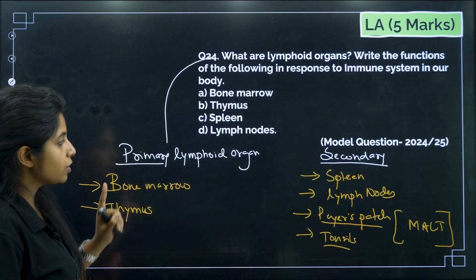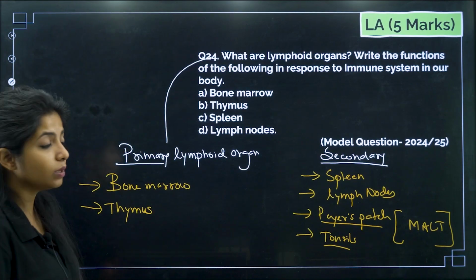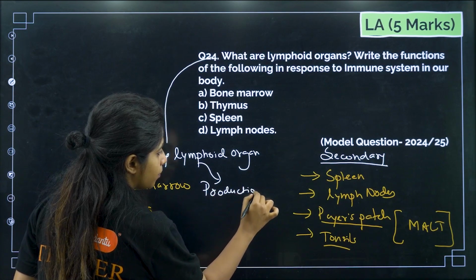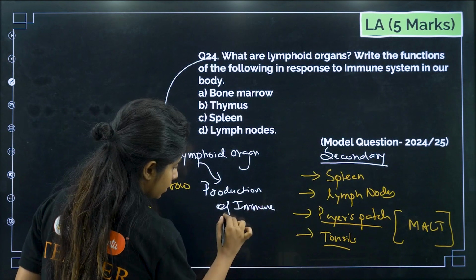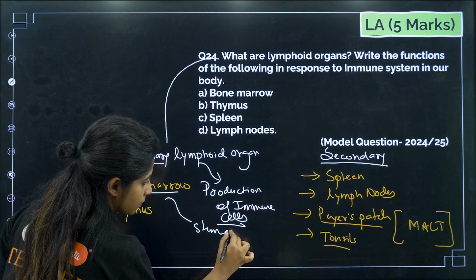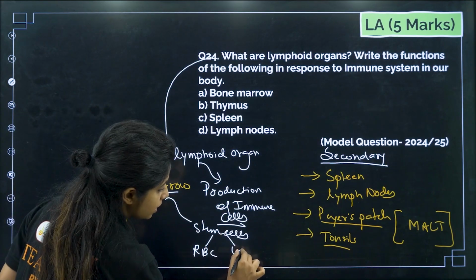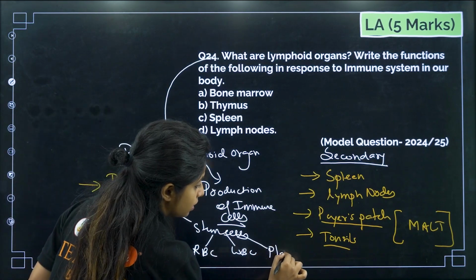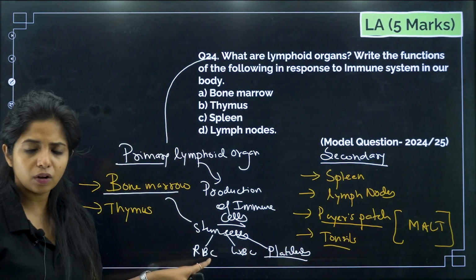Now, what is the function of primary lymphoid organs and what is the function of secondary lymphoid organs? Primary lymphoid organ will be the one that will be helping with production of immune cells. So the bone marrow has certain stem cells which will be giving rise to RBC, that is red blood cells, WBC, and then you have thrombocytes, that is platelets. So all these cells arise in the bone marrow, my dear children. After that, RBC and all get matured over here only.